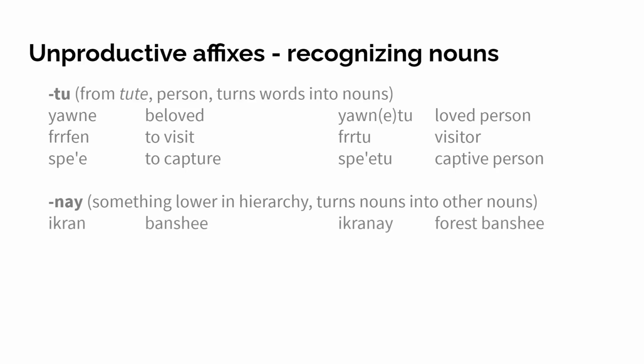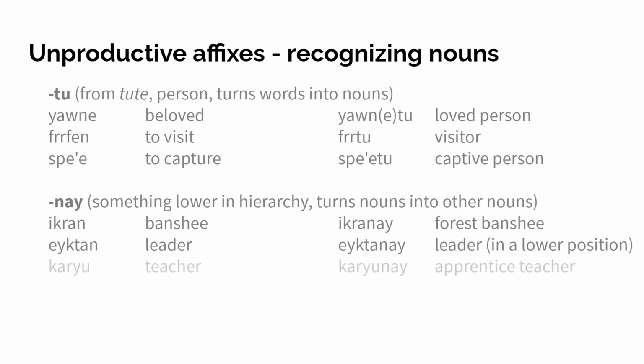Ikran is a benji, and then ikranai is a forest benji, which is a small subspecies of the ikran. Ektan is a leader, and ektanai is also a leader, but in a lower position. Karyu is a teacher, and then karyunai is kind of an apprentice teacher, so someone who is learning to be a teacher.